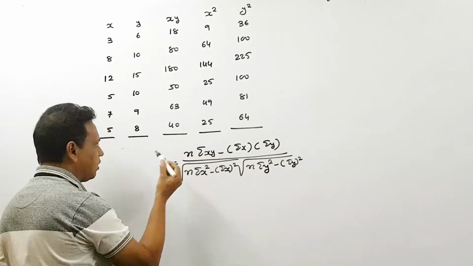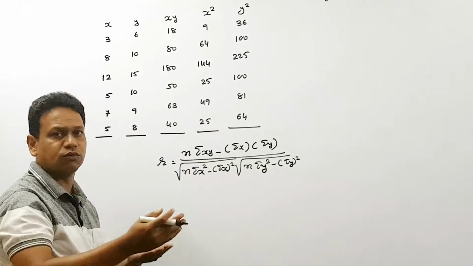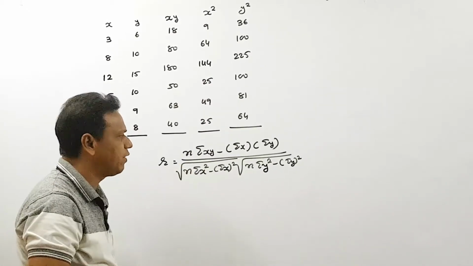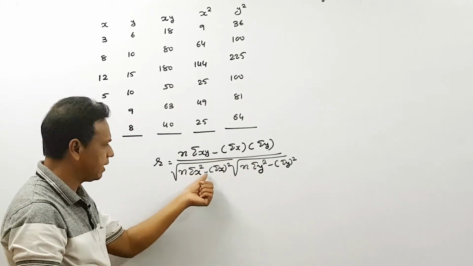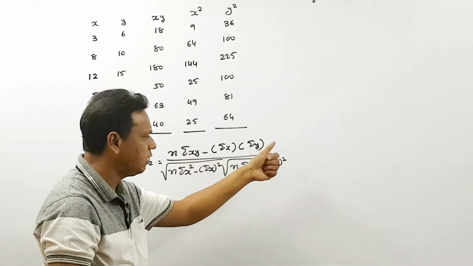Here you have to mention the heading correlation coefficient, and it is Rxy because we don't have to find out RUV. So R is equal to n sum of xy minus sum of x into sum of y divided by first root of n sum of x square minus sum of x whole square, other root of n sum of y square minus sum of y whole square.